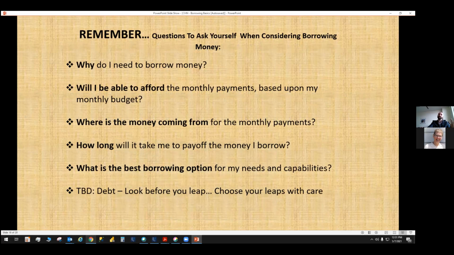Remember, ask yourself, why do you need to borrow money? Will I be able to afford the monthly payments? Where's the money coming from? How long will it take me to pay off the money that I borrow? How much interest am I paying? Is this the best borrowing option for my needs? Think about fixed loan versus revolving loan with a credit card.